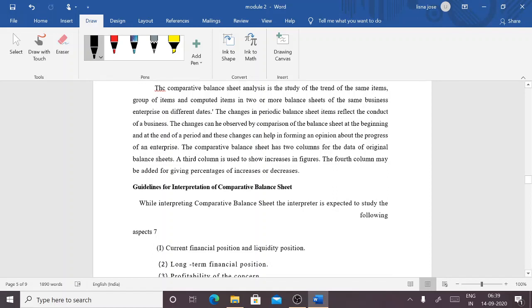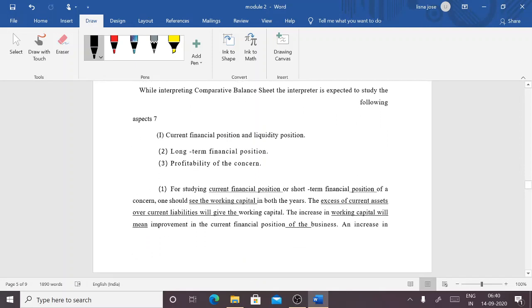Then the very important part of financial statement analysis is the interpretation. So we will do the calculation and at the same time the interpretation is also very important. So how can we interpret the comparative balance sheet? Mainly the analysis and interpretation is done at three levels. The first one is the current financial position and liquidity position of the firm. Then what is the long-term financial position of the company and how is the profitability position of the company.